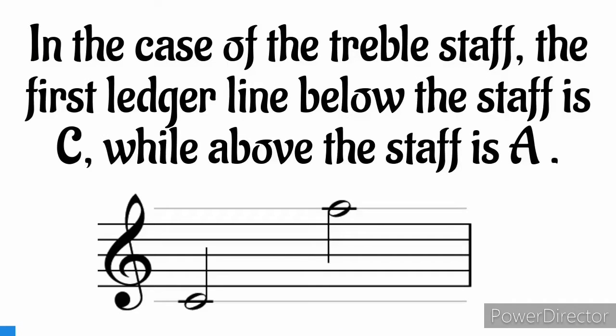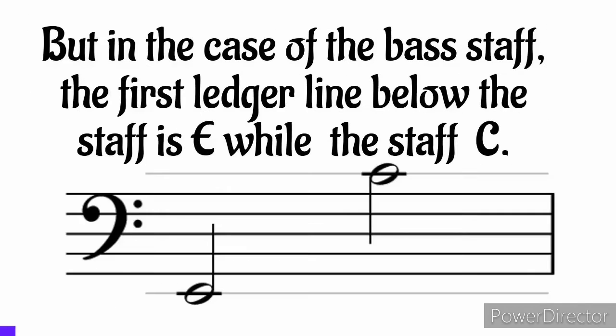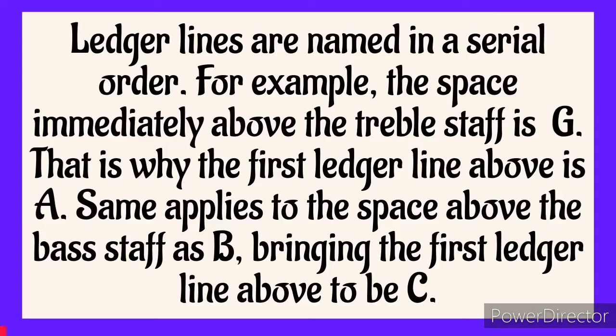Is that taken? In the case of a treble staff, the ledger line below the staff is known as C, while above the staff is known as A. But in the case of the bass staff, the first ledger line below the staff is E, while the one above the staff is C.